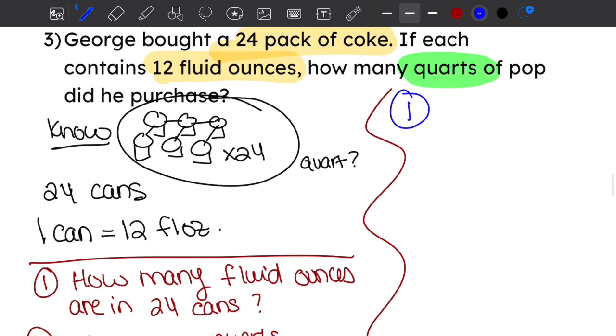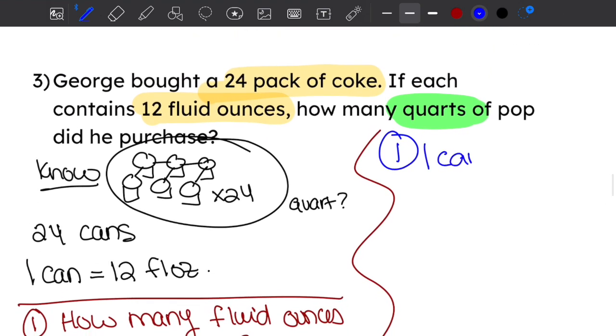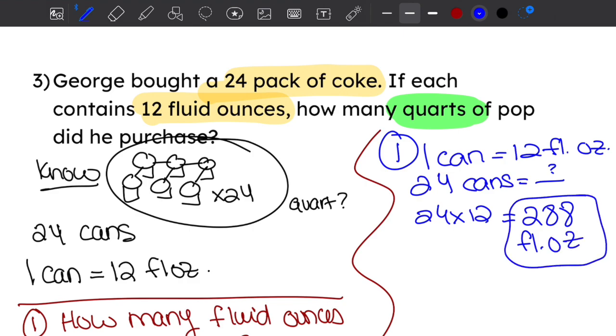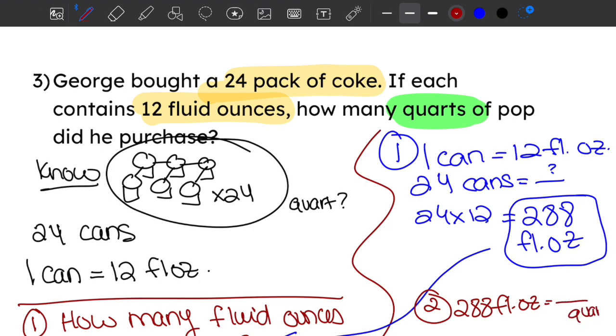If one can has 12 fluid ounces, then 24 cans will have 24 times 12. What is that number? That number is 288. 288 fluid ounces in 24 cans of Coke or pop. So now that I figured that number out, I'm going to convert it into quarts. So step number 2, I'm going to take 288 fluid ounces and I'm going to convert it into quarts.